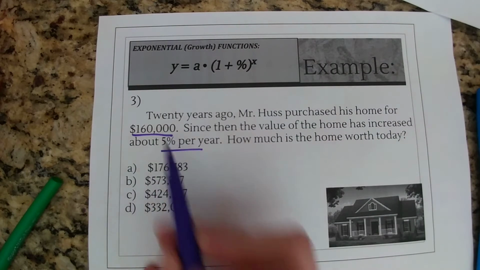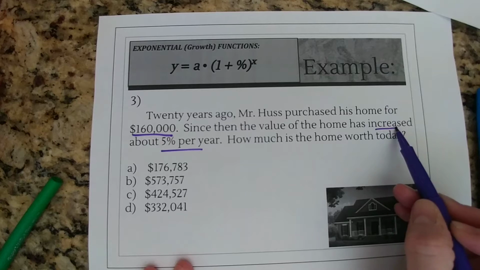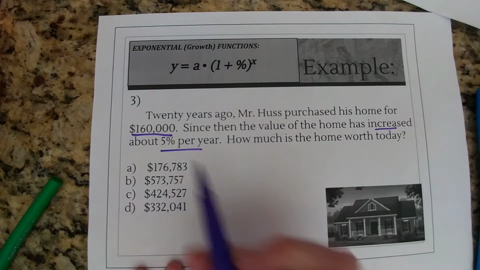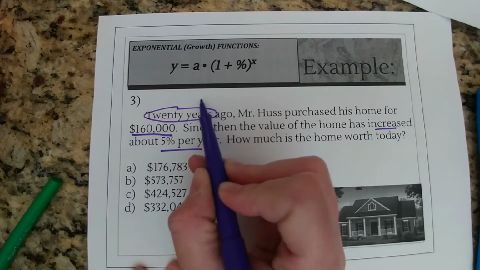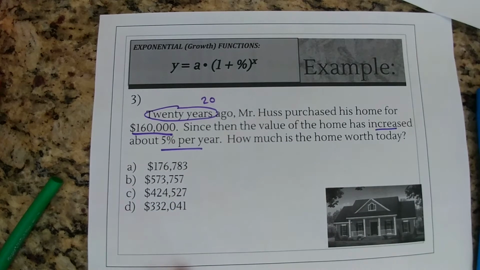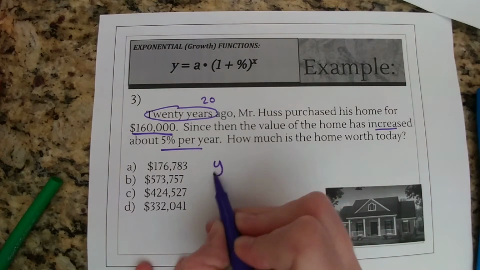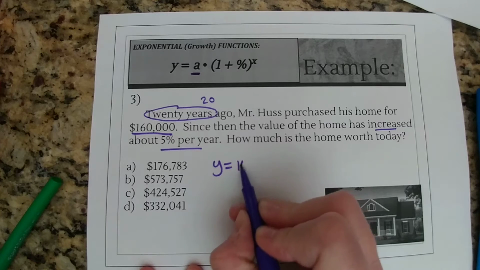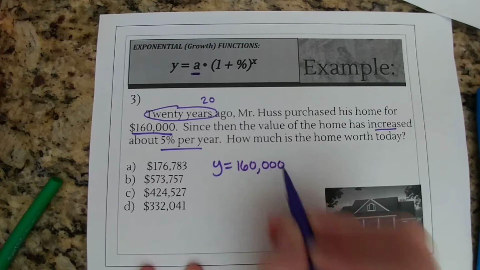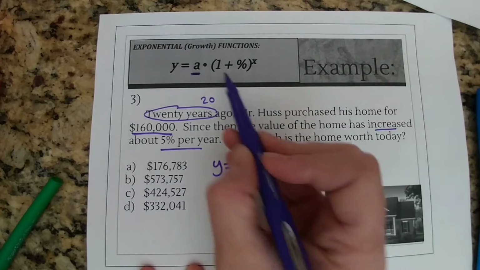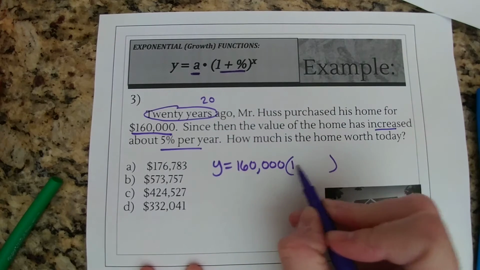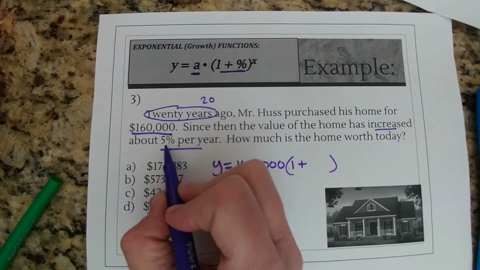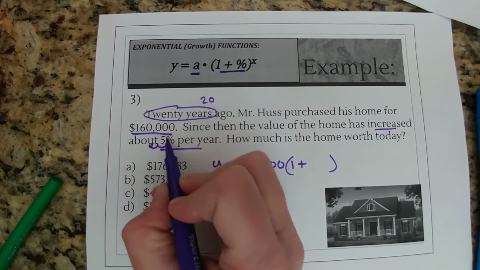So we have our starting value, we have our growth rate, because it's increasing, and we need our time period. Well, this says 20 years ago, so we want our time period to be 20. So let's set it up. Y equals, the A, of course, is the start, which is he started with a home that's worth 160,000. The growth will go in here. We want the 1 plus, so we're taking 100% of what it's worth now and adding 5%. So decimal point, 1, 2, back it up, back it up.